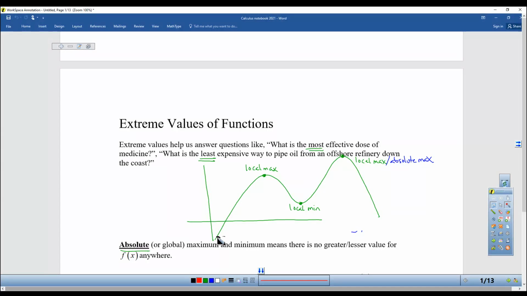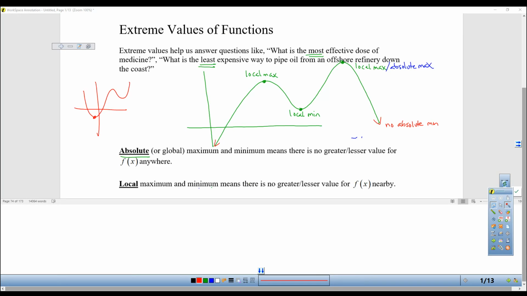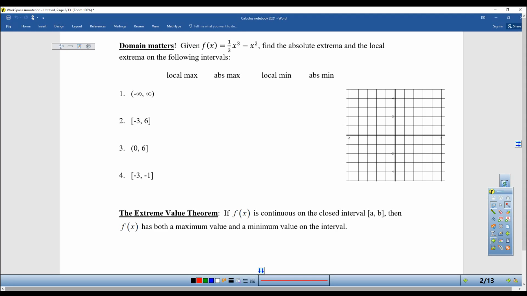Now in this particular graph, assuming that there's arrows on the end here that keep going, there is no absolute minimum. But that's not always true. If a graph were going up, then there would be an absolute minimum. So that's the difference between absolute max and min and local max and min. Let's do an actual problem.